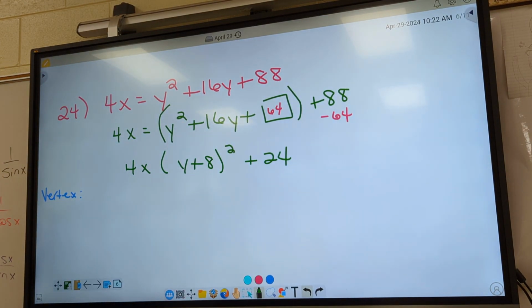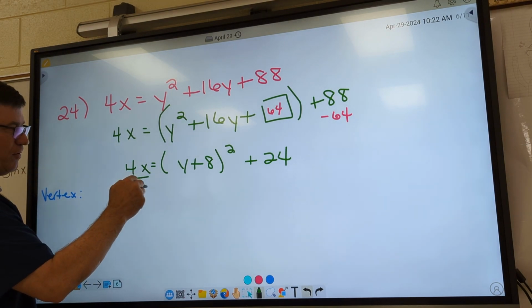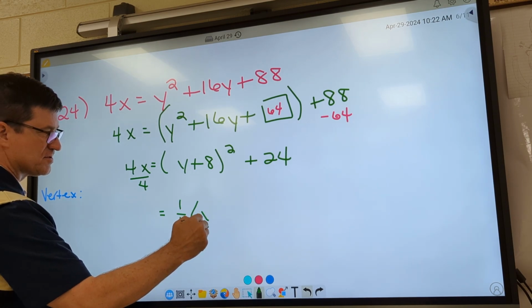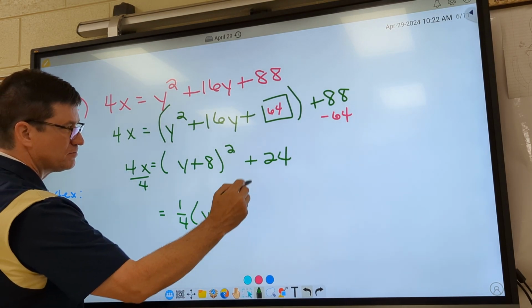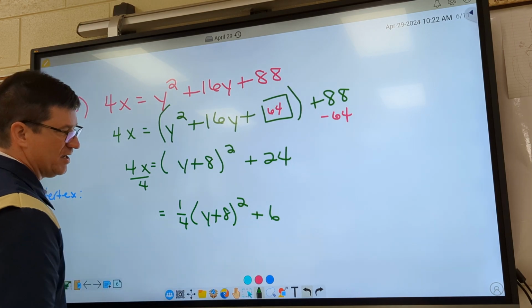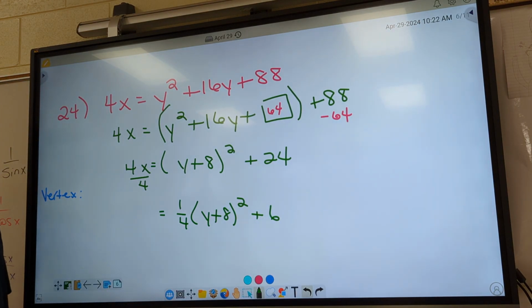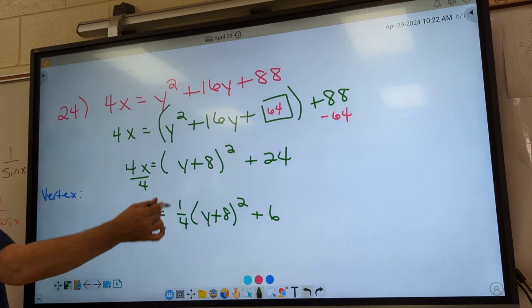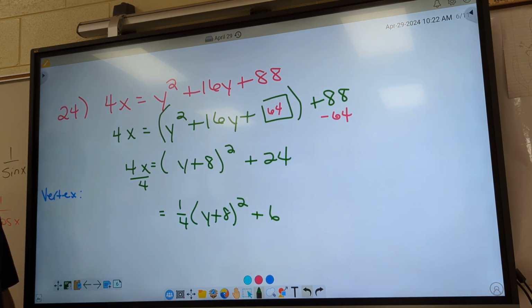So everybody should be there, correct? Yes, sir. All right, so what did we do when it's got a 4 in front? This is where we're going to divide by 4, just like this. We're going to end up with 1/4 in front of the parentheses. 24 divided by 4 is 6. Now look, we really don't want to divide the numbers inside the parentheses by 4, which is why we're just leaving the 1/4 in front. So our vertex is going to be 6, -8.